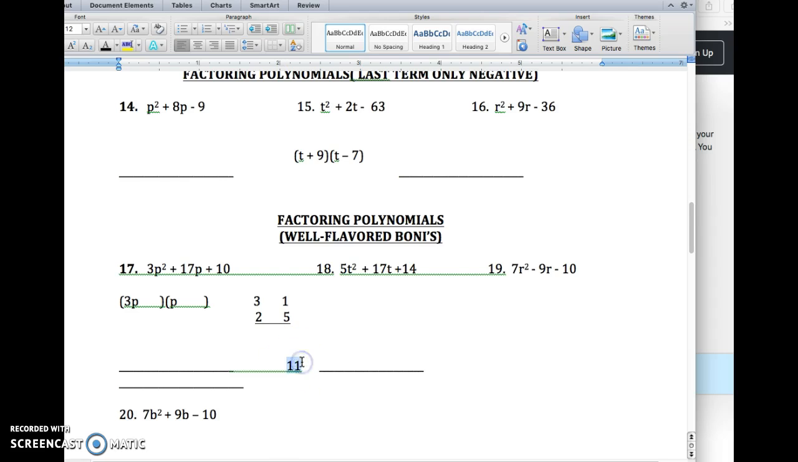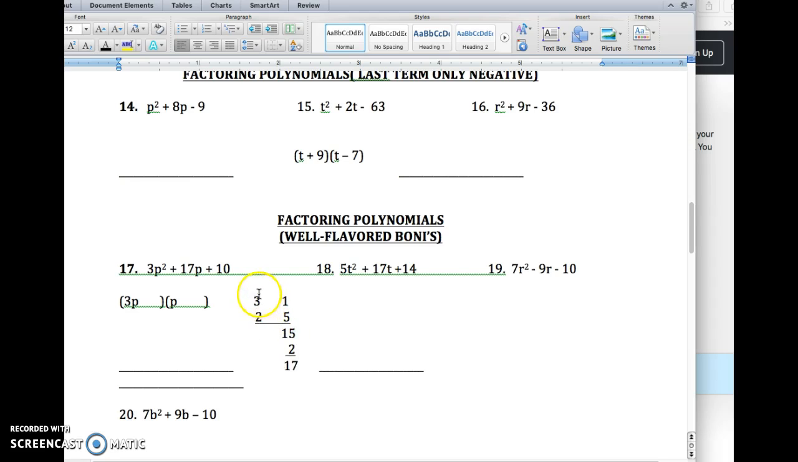This is not what I want. I want to get 17 in the middle. So watch carefully. 5 times 3 is 15. And 2 times 1 is 2. 15 plus 2 gives me 17. So now I get the 17 I wanted in the middle.